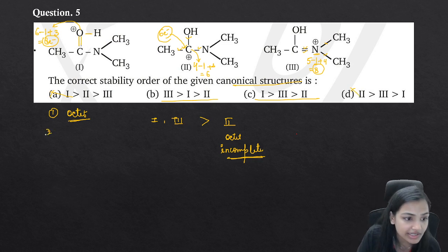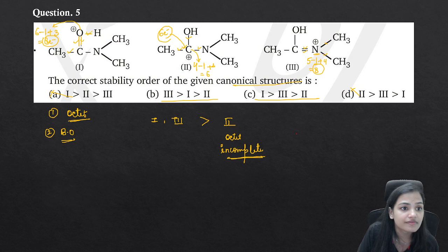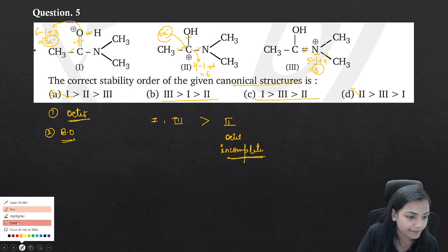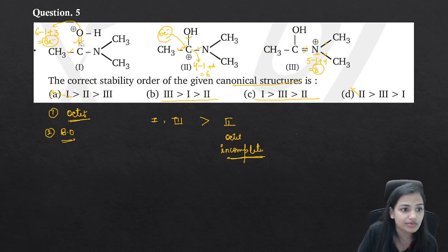Now the second point is the bond order. Look for the bond order. If you see, this is 1, 2, 3, 4. Don't count this OH bond, because if you count it here, you have to count it in every other question. So ignore this OH bond, okay?